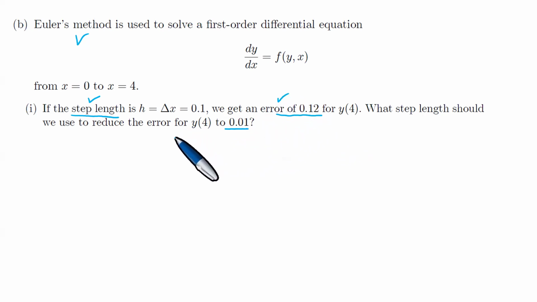Okay, there are 2 possible errors, but if the step length is h, which is delta x, change in x, and it's 0.1, that is the step length. The error we get in Euler's method, all right, we get an error of 0.12 for y at 4. What step length should we use to reduce the error for y at 4 to 0.01? We investigate this question, but we answer this question very, very diligently.